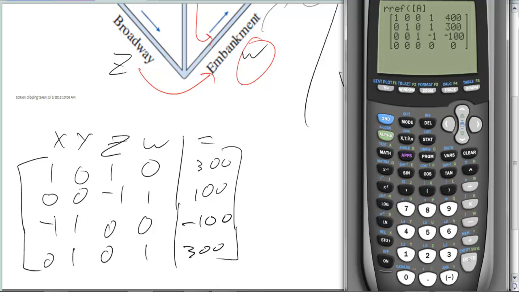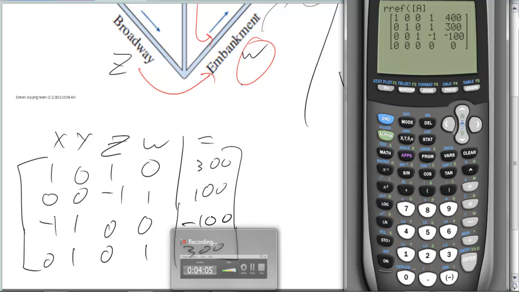And we get this. So what do we notice? The bottom row, 0, 0, 0, 0. All the equations still have a W in them. So this means to me we have infinitely many solutions. So it's time to write down our answer.